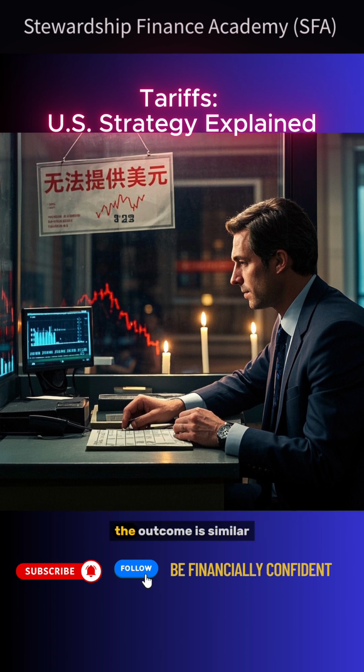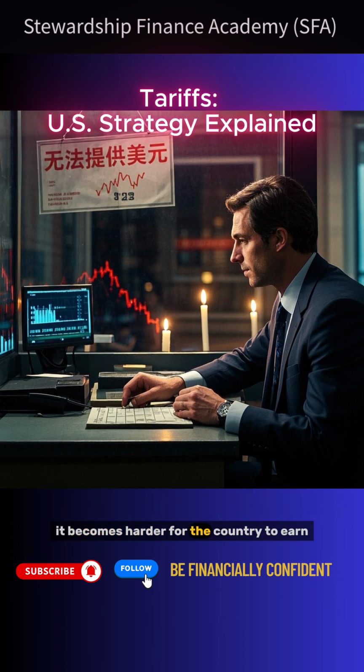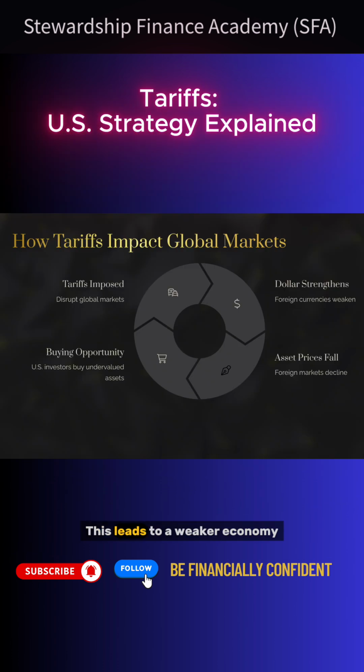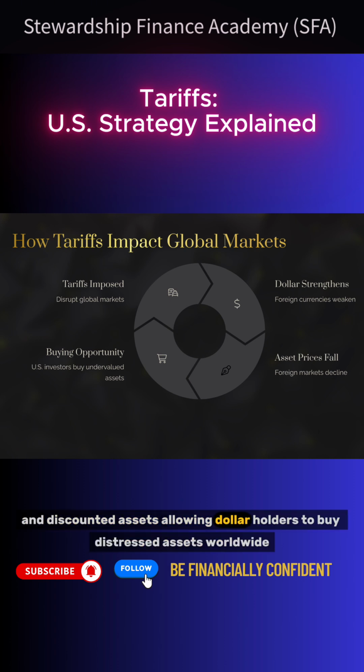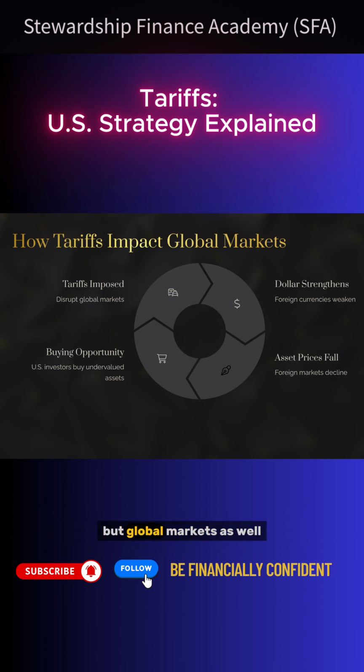Regardless of the response, the outcome is similar. It becomes harder for the country to earn US dollars. This leads to a weaker economy, falling currency, and discounted assets, allowing dollar holders to buy distressed assets worldwide. That's why tariffs impact not just the US, but global markets as well.